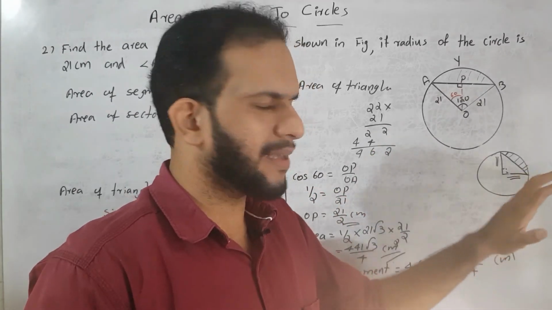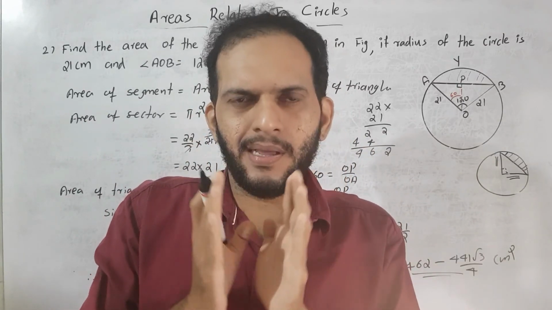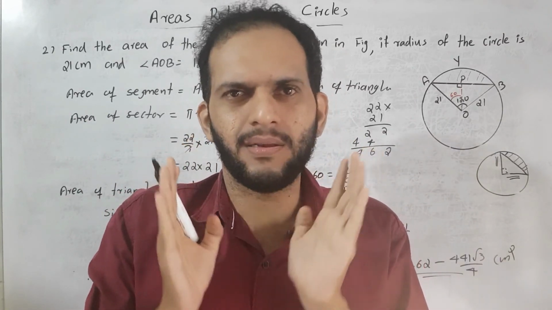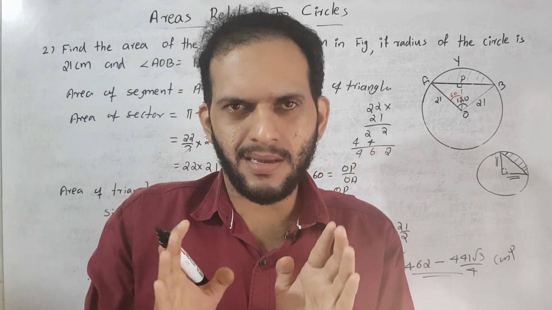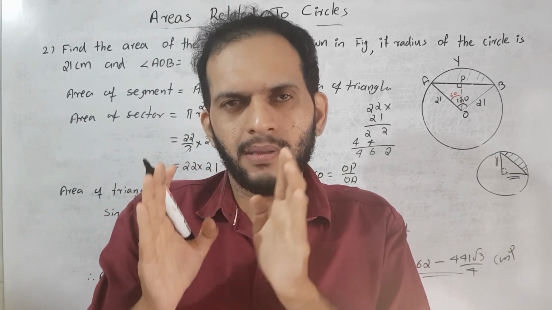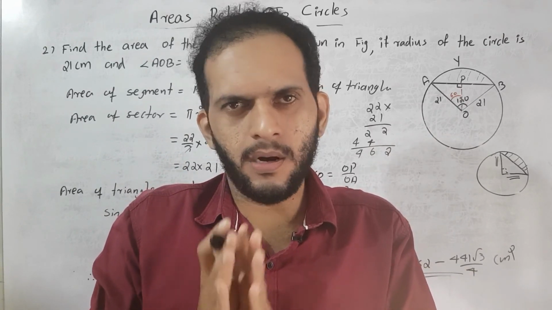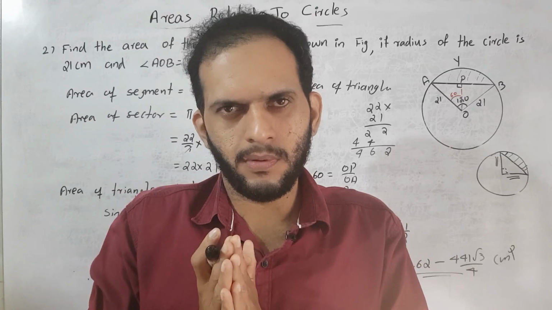In all other cases except this, where the question gives the central angle as 90 degrees, that is, the case of a quadrant, we use the ideas of trigonometry to find the area of triangle. I think you got the idea. Don't forget this. Clear?